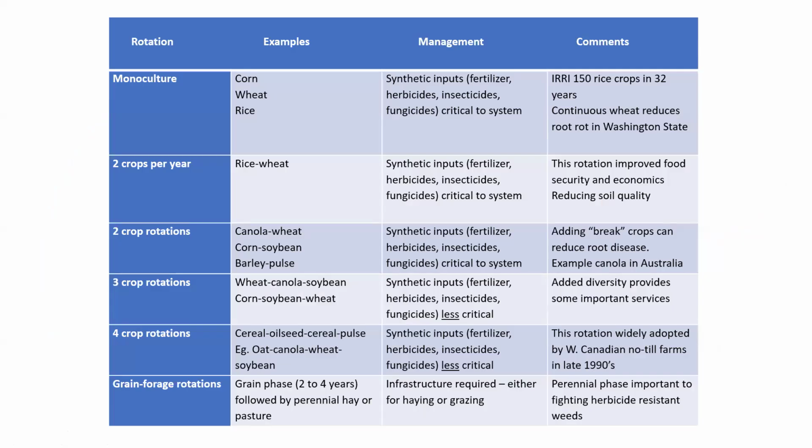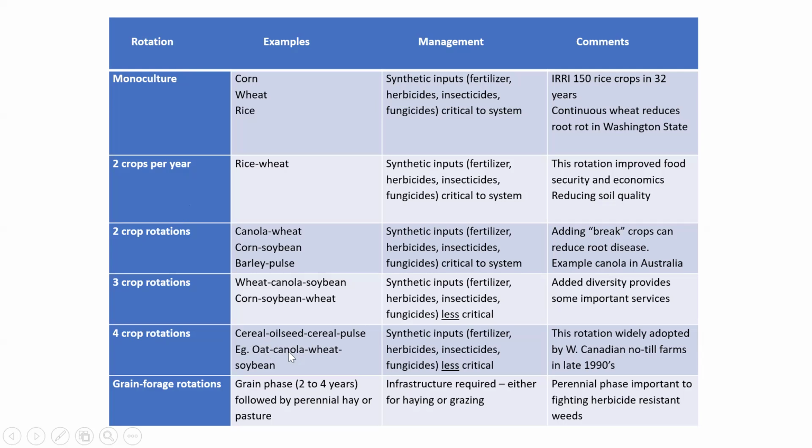Okay, so let's begin with crop rotation. This is really a very important way to introduce diversity into farming systems. And this table just shows examples of monoculture, two crops per year, all the way to rotations in Canada that have four crops.